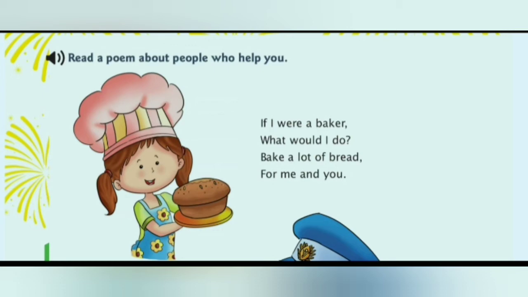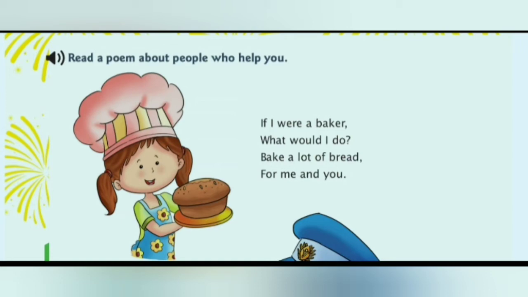Next, here comes a connecting word: for me and you. So now you can split the sentence like "for me and you." Full stop. Clear? This is the process of how to read this stanza. Now read along with me. If I were a baker, what would I do? Bake a lot of bread for me and you. Full stop. Clear? So this is the process to read.